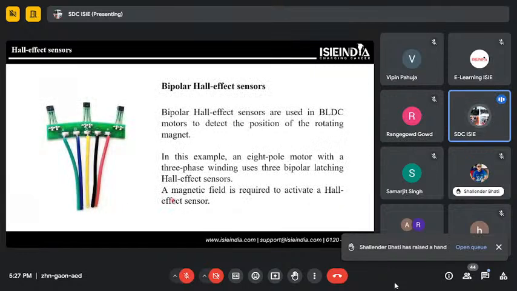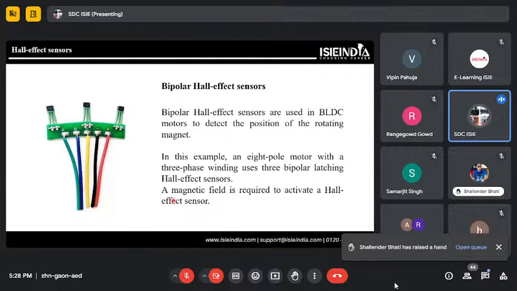So I'm coming toward the bipolar Hall effect sensors. The bipolar Hall effect sensor is used in the BLDC motor to detect the position of the rotor. These are 8-pole motors, though the number of poles depends upon the speed and architecture of the motor.